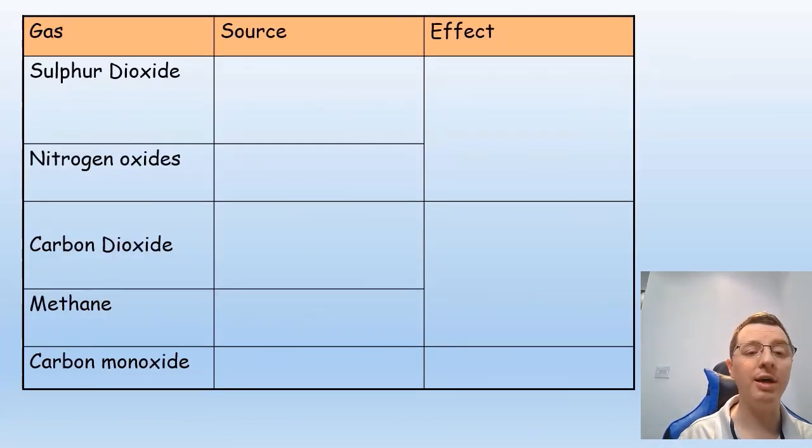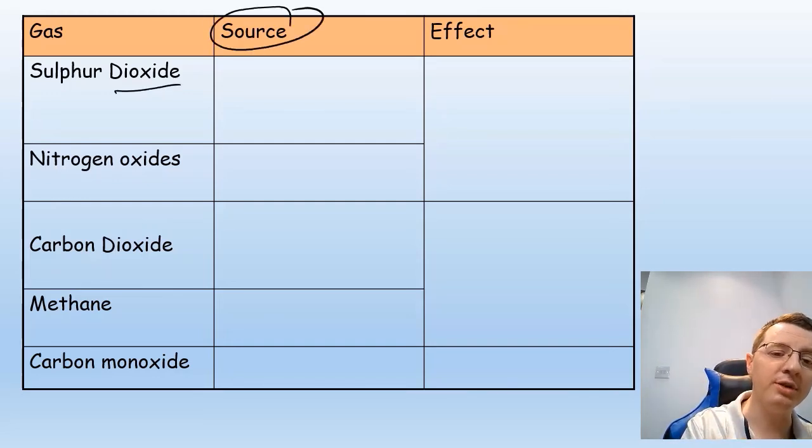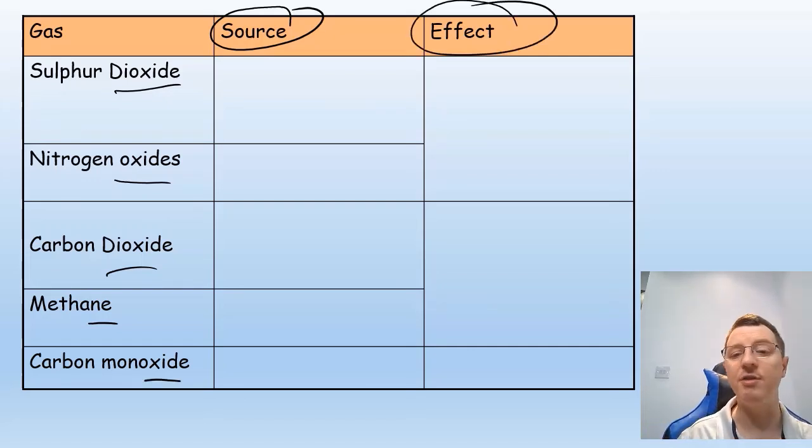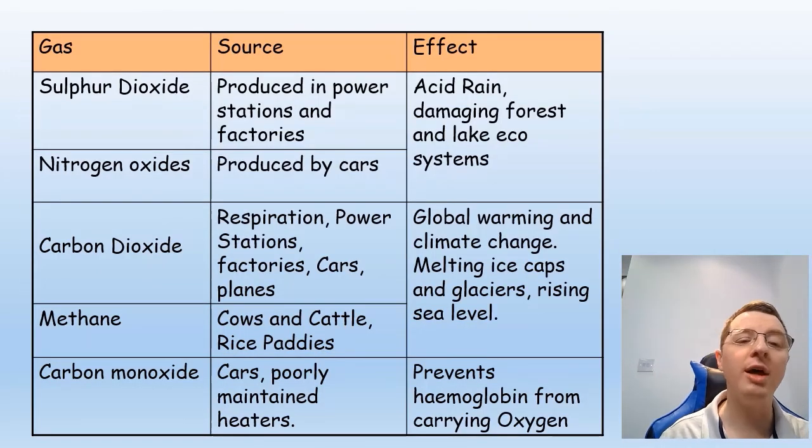So at this point I'd like you to pause the video and just draw down this table. Can you name the sources of each of these pollutant gases in the atmosphere, and then briefly describe their effects? I'll show you the answers in a moment. So here are the answers.